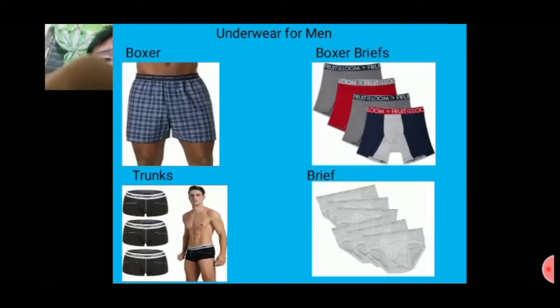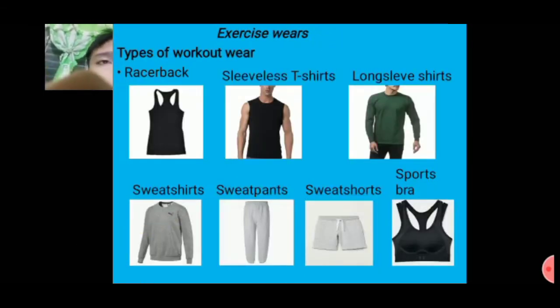So we have the underwear for men: the boxer briefs, the trunks, and briefs. So these are the underwear for men. So let's proceed to the exercise wear. We have the types of workout wear. The first one is the racerback, sleeveless t-shirts, long sleeve shirts, sweatshirts, sweatpants, sweatshorts, sports bras. So all of these are the proper workout wear when you're having your exercise or workout.